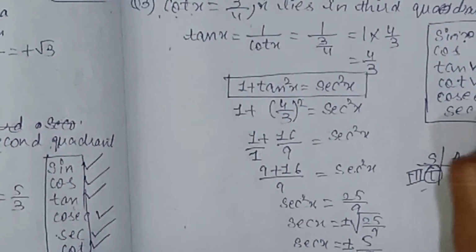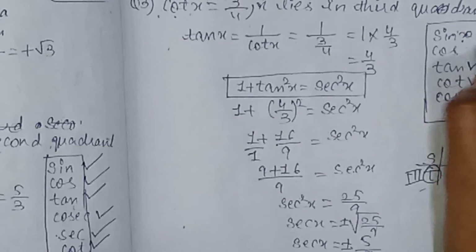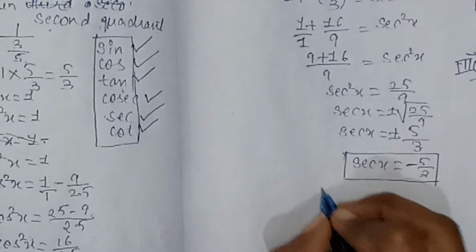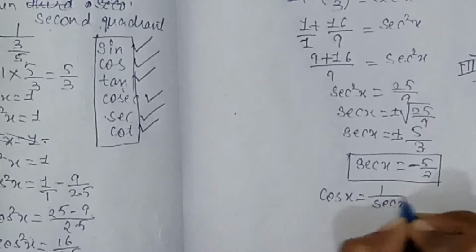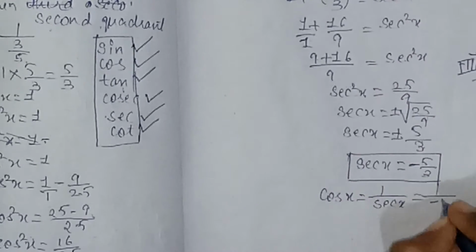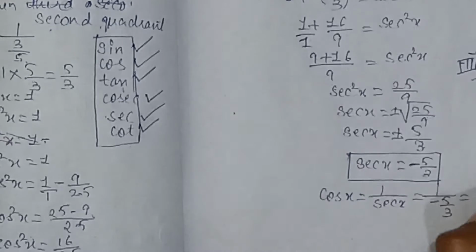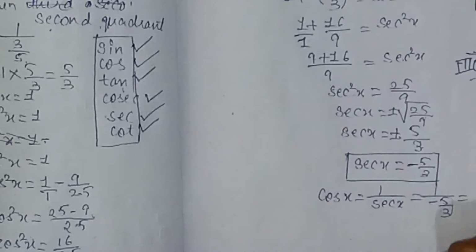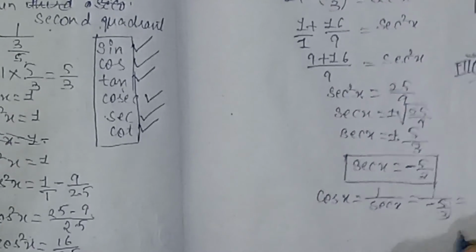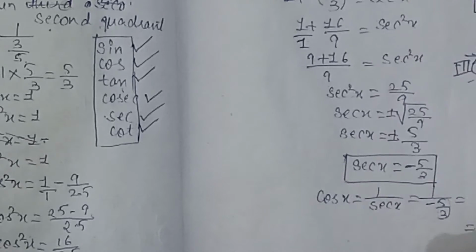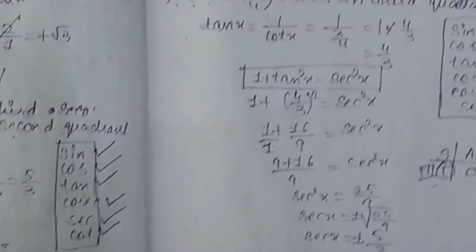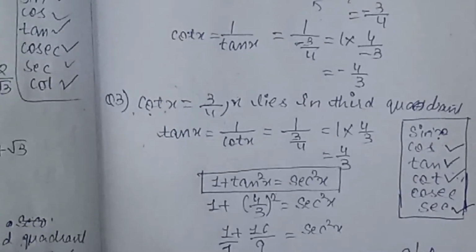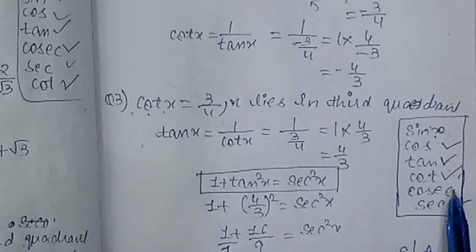So we got the value of secant. When you know the value of secant, you automatically find the cos also. So cos x is equal to 1 by secant x. 1 by 5 by 3. Reciprocal. 5 by 3 becomes 3 by 5, minus. So 1 into 3, 3, 5, minus. We got the value of cos also. So what we need to find is sine and cosecant.